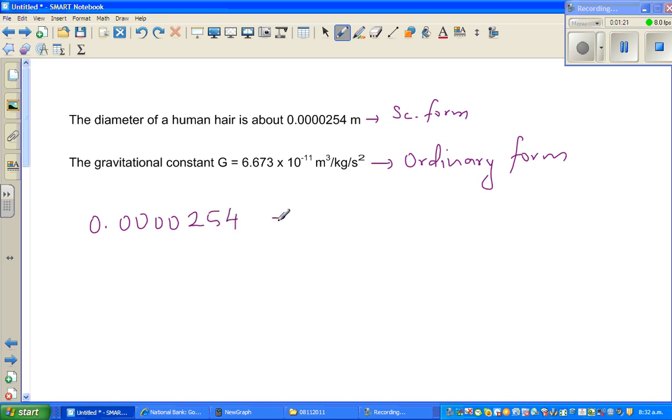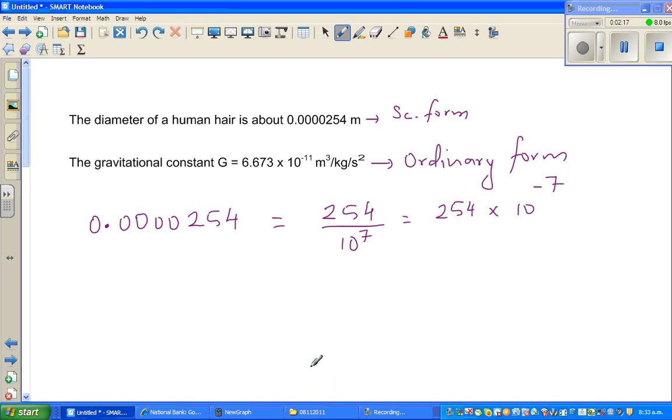0.00000254. This is nothing but 254 out of a count. How many numbers are after this decimal point? If you count the number of places, these zeros are only placeholders, and this has a value. So I'll count: 1, 2, 3, 4, 5, 6, 7. That is nothing but 10 to the power 7. So this is nothing but 254 times 10 to the power negative 7.